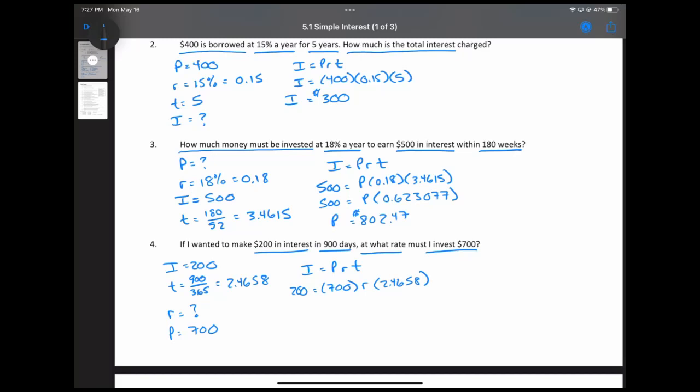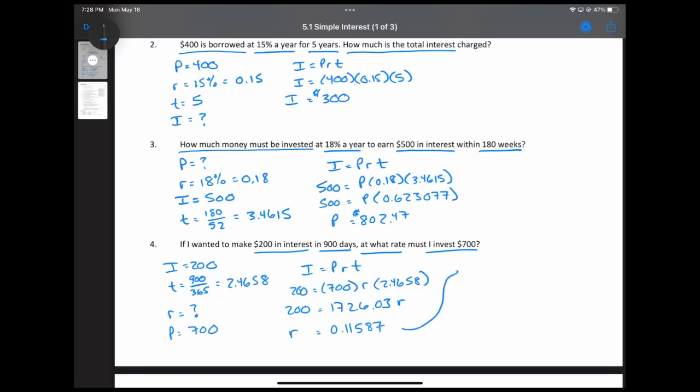And that gives me 1726.03 times R. And now in my final step, I'm going to divide both sides by 1726.03. So 200 divided by 1726.03 equals 0.11587. Now I could write 0.11587 equals R, or I can write R equals 0.11587.